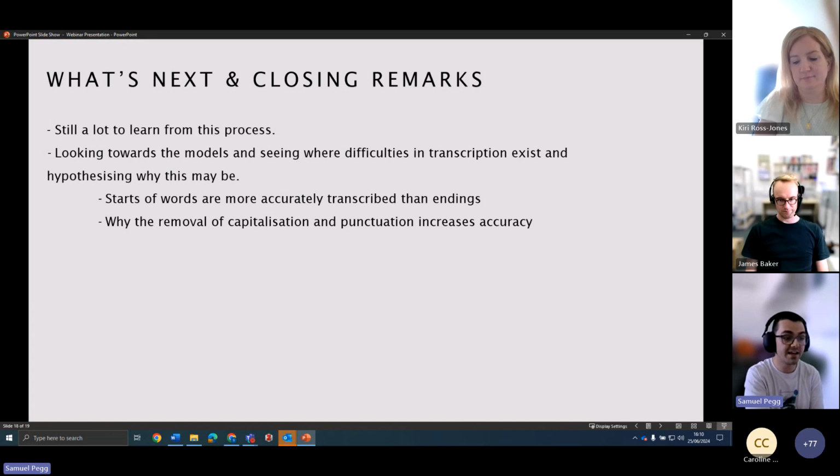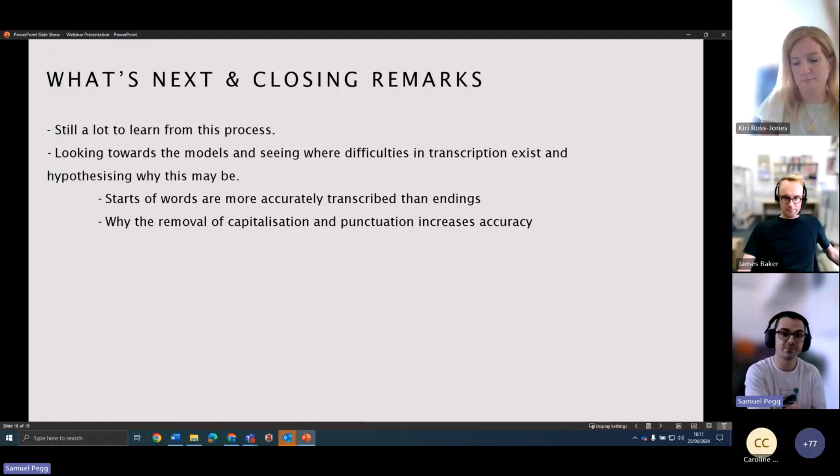Why the removal of capitalization and punctuation increases accuracy. On the English Eagle, it's the only one I've managed to test, it increased accuracy by 3.49%, but more than 3%, definitely, but less than 4%. And it's whether that's a Transcribus issue or is that a transcription issue.